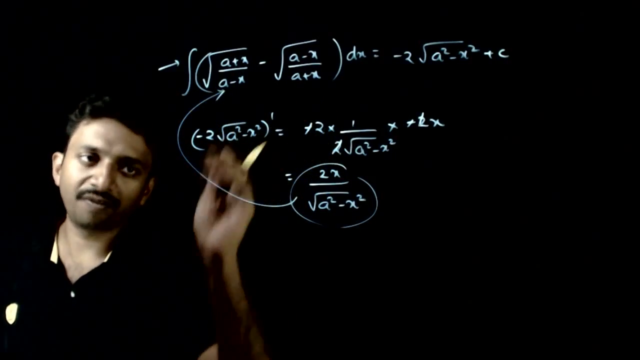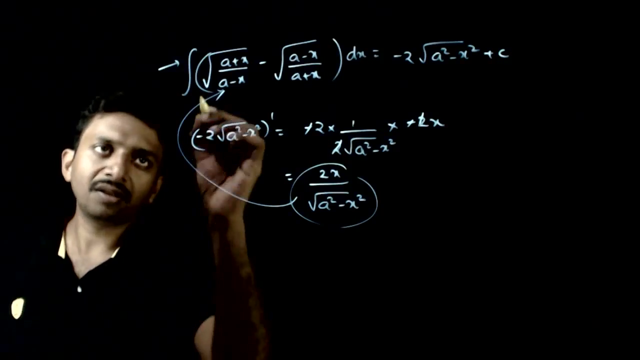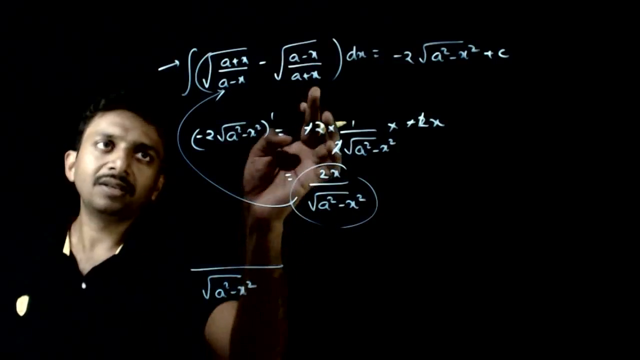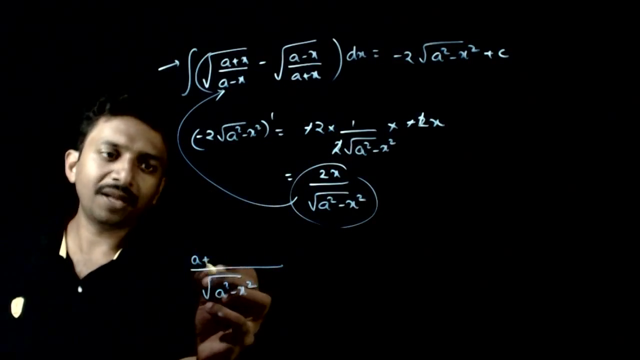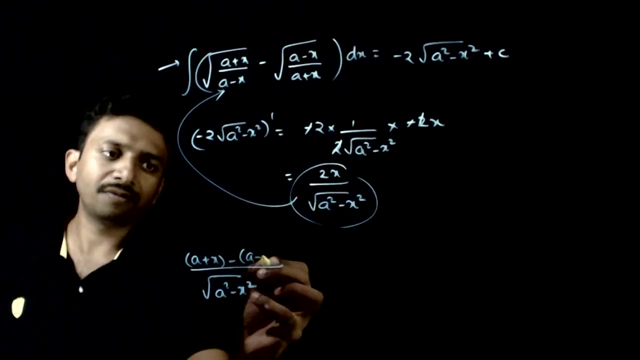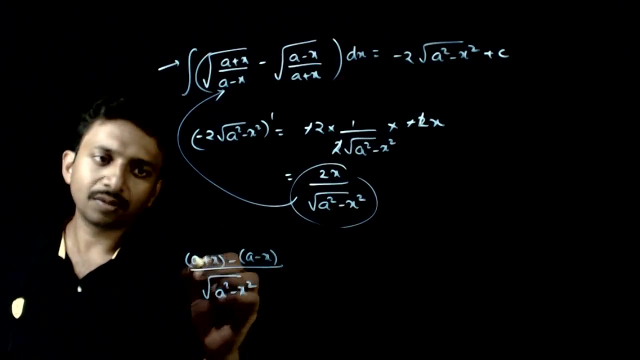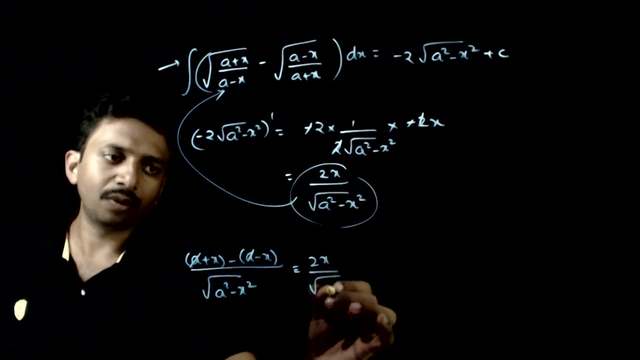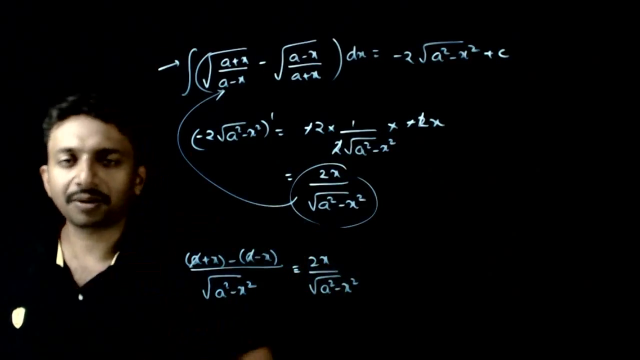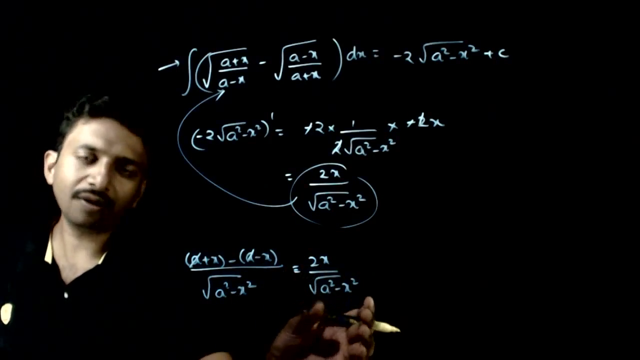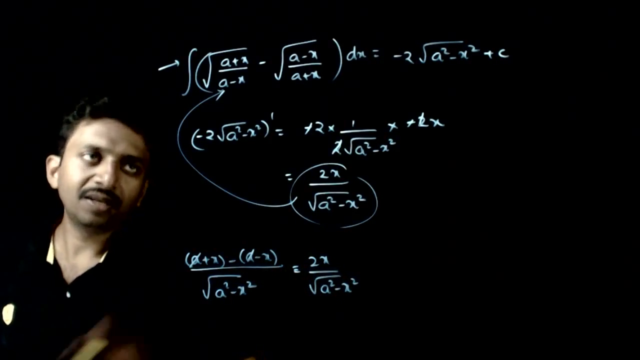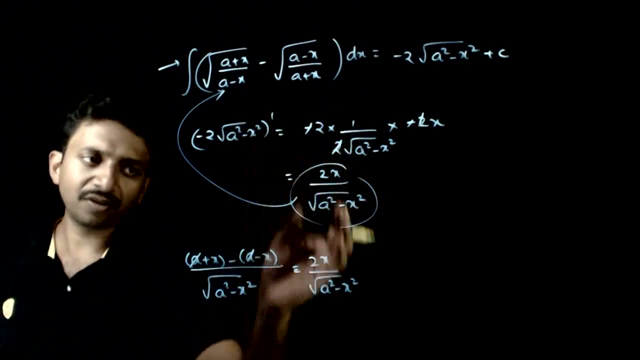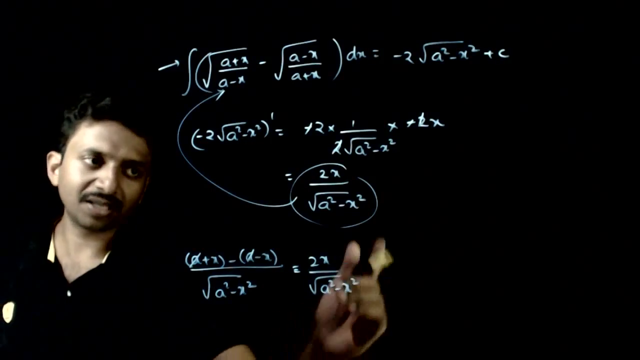So simplify this expression, take the LCM. If you take the LCM, root of a square minus x square is the LCM. So on cross multiplication, you get a plus x minus of a minus x. So plus a and minus a get cancelled. That is equal to 2x by root of a square minus x square. So when we differentiated, we got 2x by root of a square minus x square. The simplification of this is also the same, 2x by root of a square minus x square.